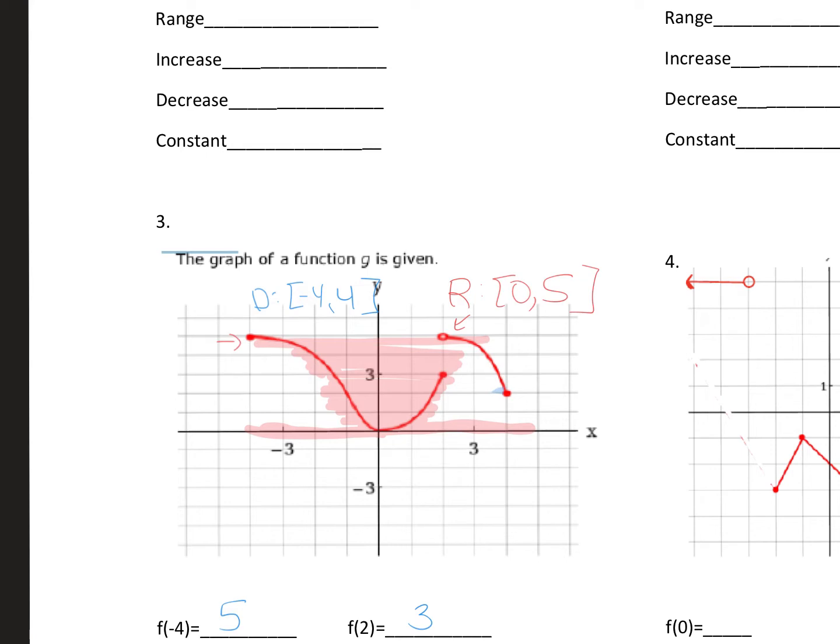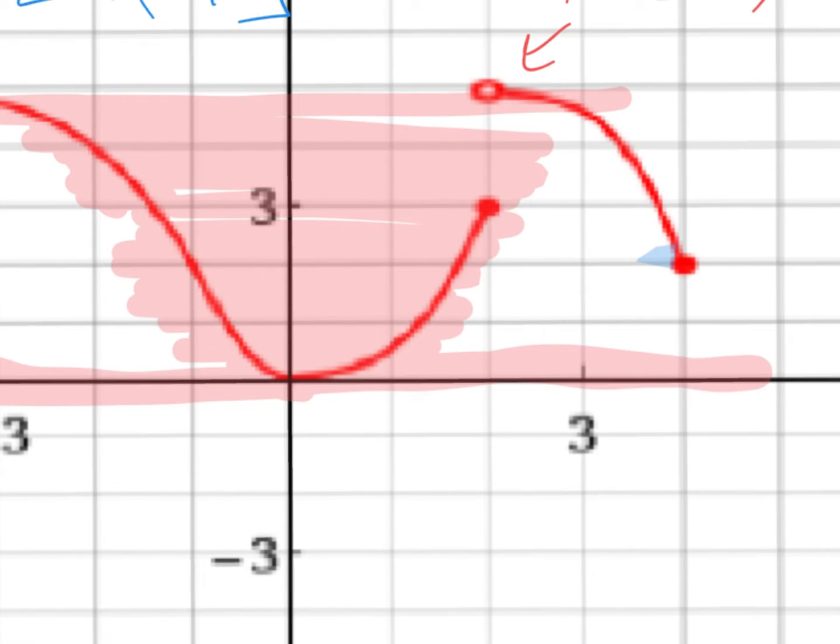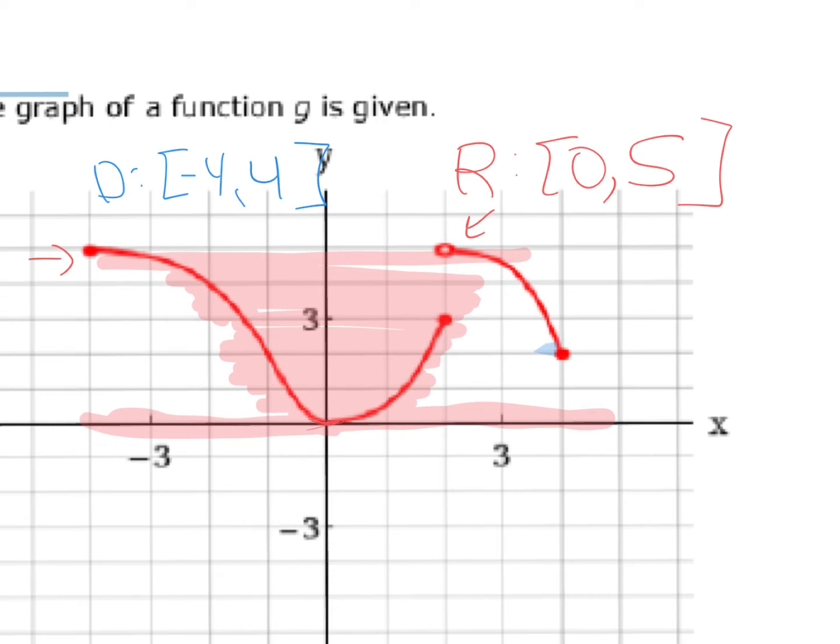Yeah? Why is it 0 in brackets? Because it includes 0. Do you see how the line exists right there at 0? Yeah. That's why. It's always in the brackets. If it goes through that point, yeah. Mm-hmm. Yes, ma'am. So for the domain, you use the x, and for the range, you use the y.